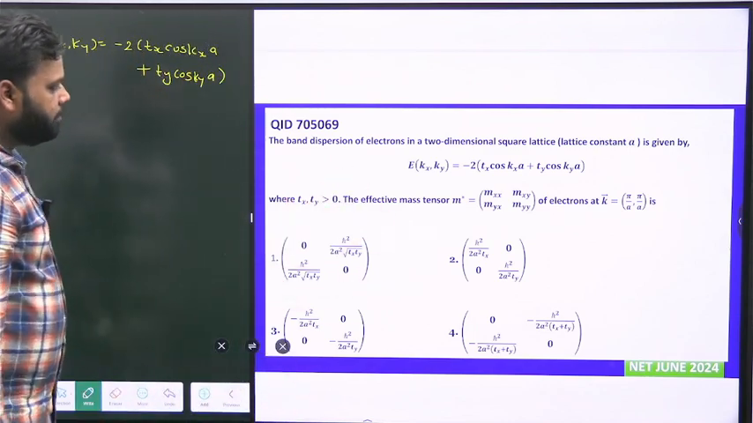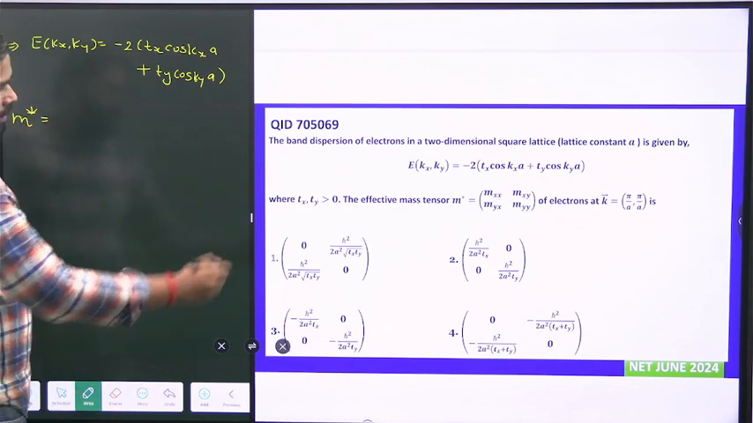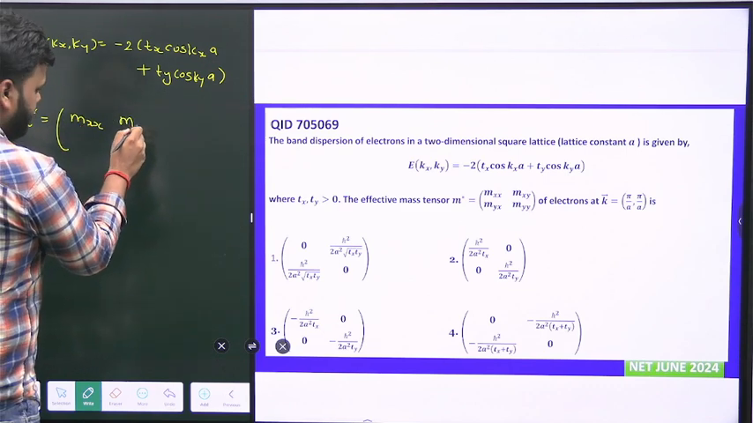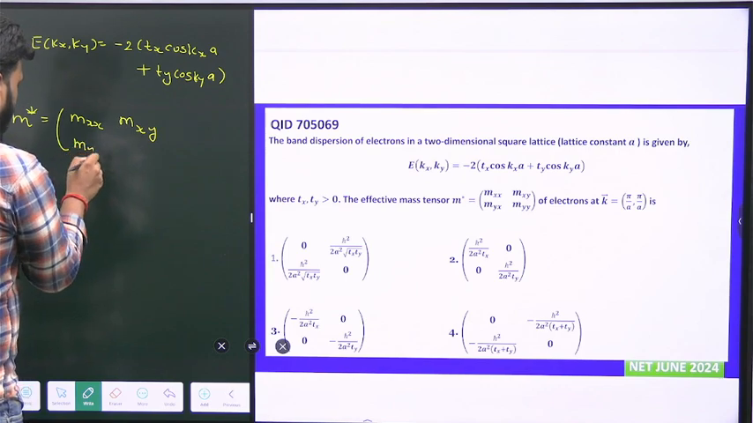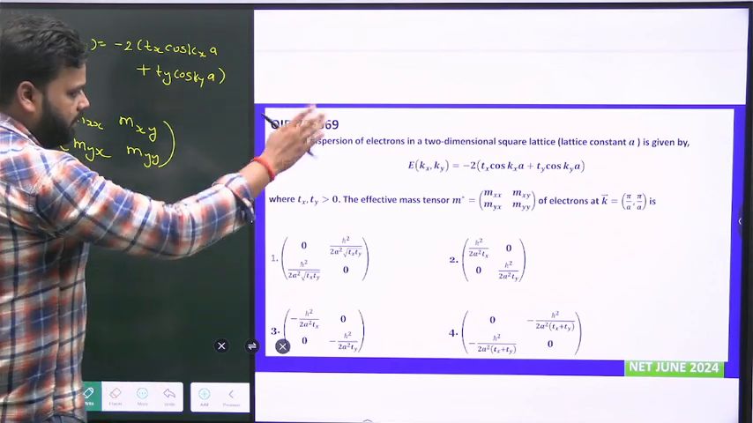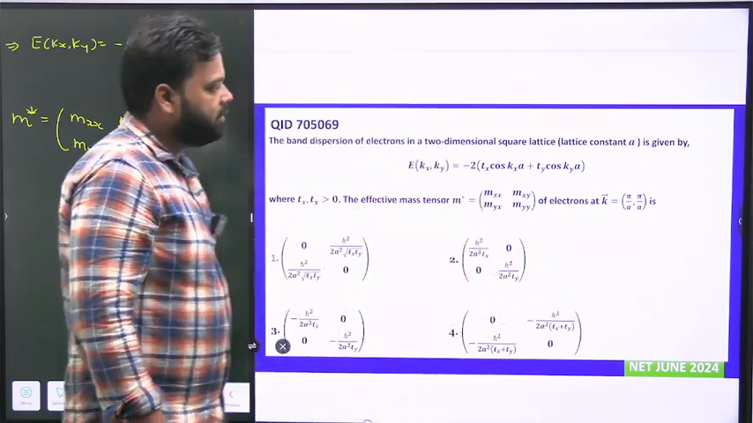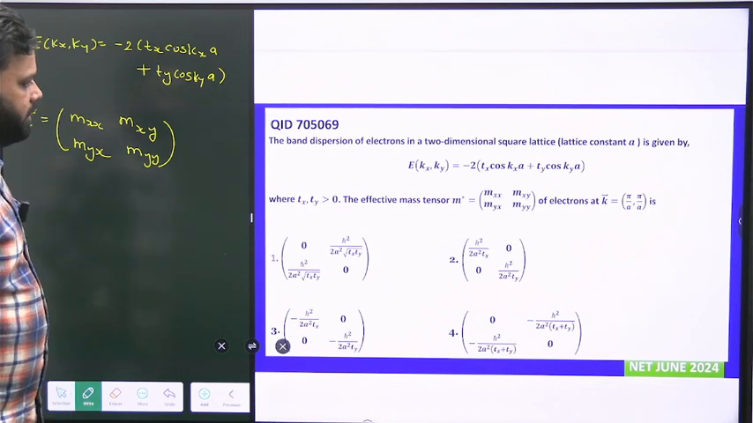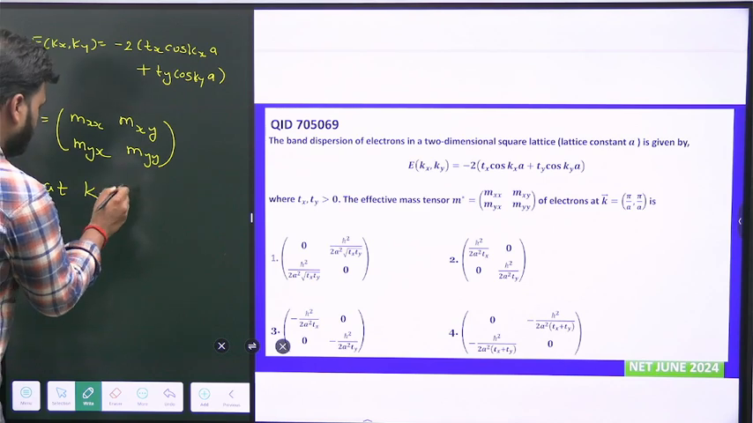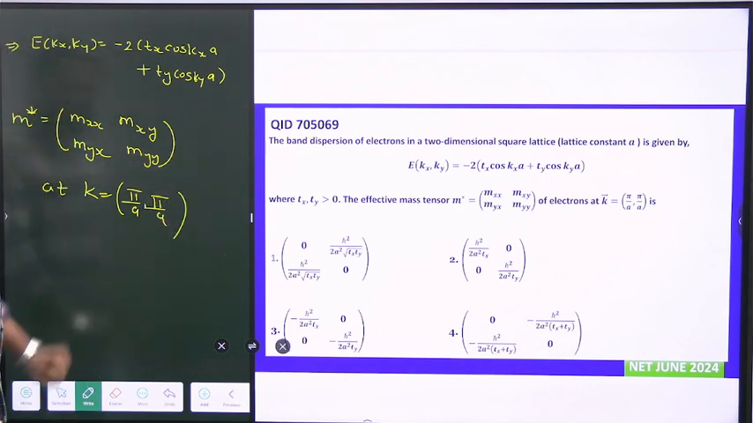We have to find the effective mass tensor, that is, the m star effective mass tensor, given as mxx, mxy, myx, and myy, of the electron, and we have to find this at pi by a comma pi by a. That means at the boundary of the Brillouin zone, that's at k equals pi by a comma pi by a. At this point, we have to find out this effective mass tensor.